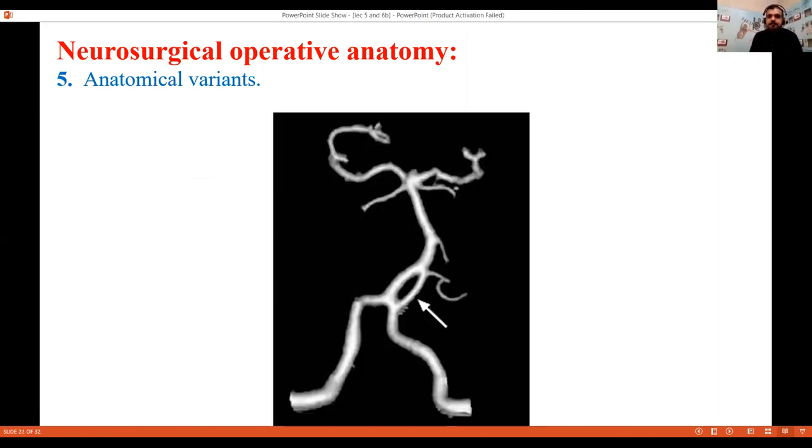Maybe just not studied in detail, but should be kept in mind. Another example of anatomical variant, that's something I really like to search for, fenestration in the arteries. That's a picture showing a fenestrated proximal basilar artery, as you can see here. Some papers say that it's up to maybe 30% of the intracranial arteries have fenestration, and some papers show a lower percentage. So always keep in mind that some arteries may have fenestration, because such fenestration has implications.